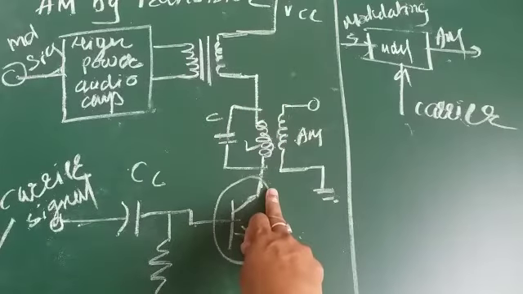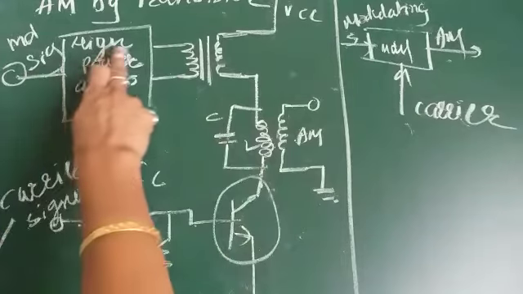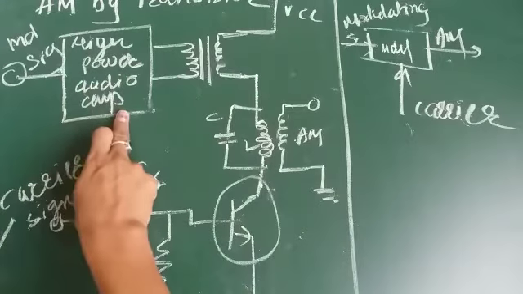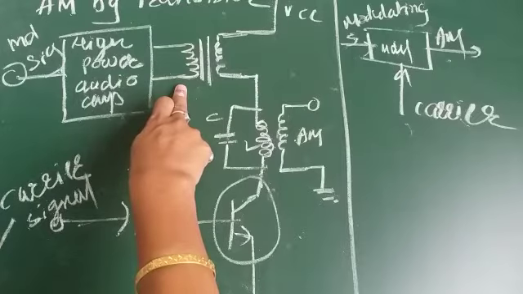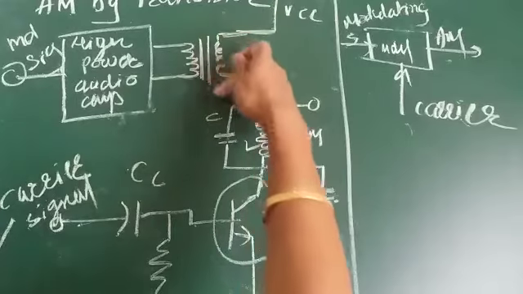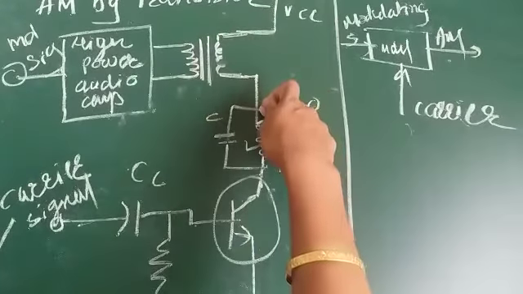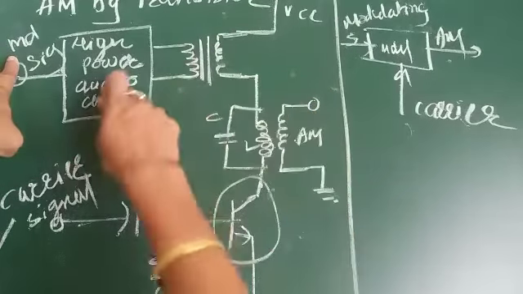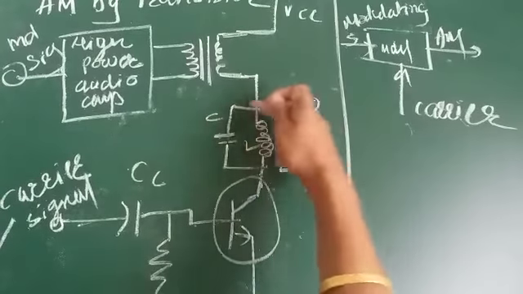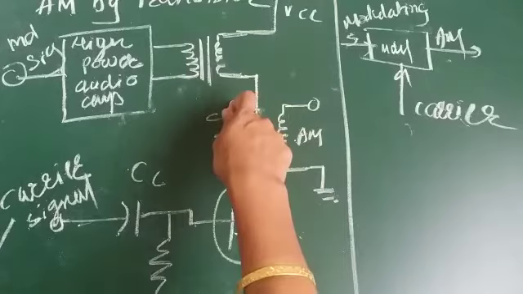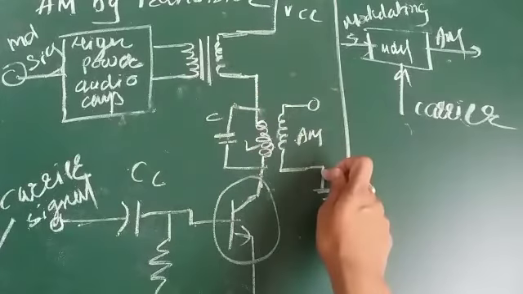signal. Okay. Now the modulating signal is applied to this high power audio amplifier and the output of this audio amplifier is connected to the transformer. The secondary of the transformer is connected to this LC tank circuit. That means the modulating signal will appear here. Okay, and you can obtain the carrier and modulating signal resultant across this secondary.